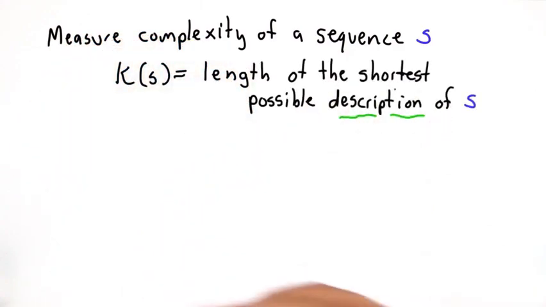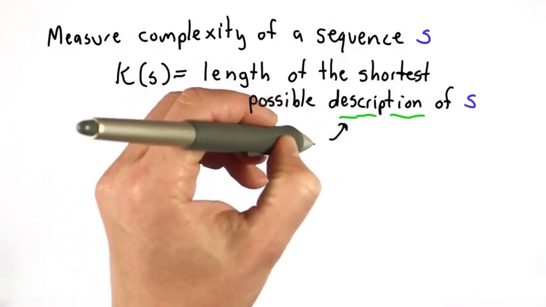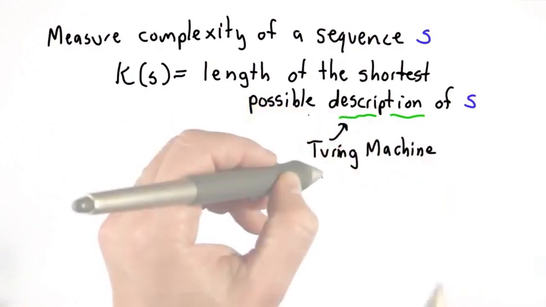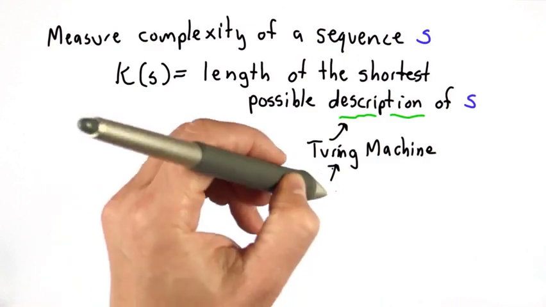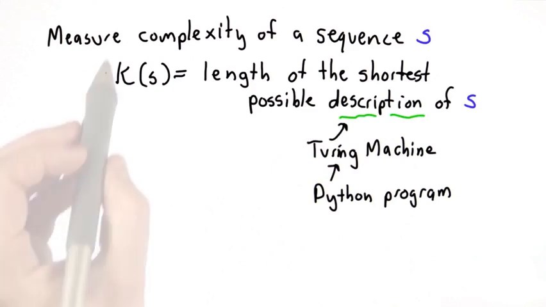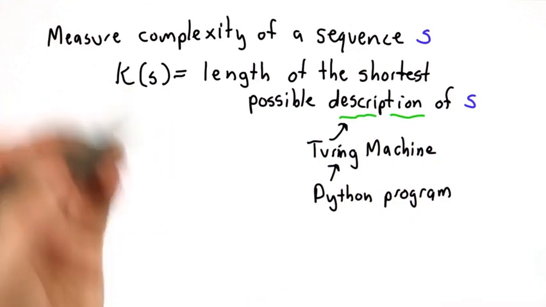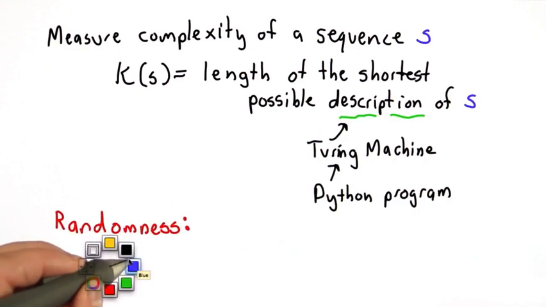For this to be well defined, we need to understand more precisely what a description is. One way to do this would be to say it's a Turing machine and decide on some formal way for writing down a Turing machine. But we could use any method of describing algorithms that we want. It could be a Python program. Whatever we select as our description language, Kolmogorov complexity is well defined. And as long as that description language is powerful enough to describe any algorithm, it's a reasonable way to define complexity. And we can use that to define a notion of randomness.